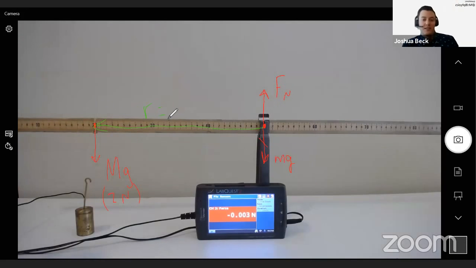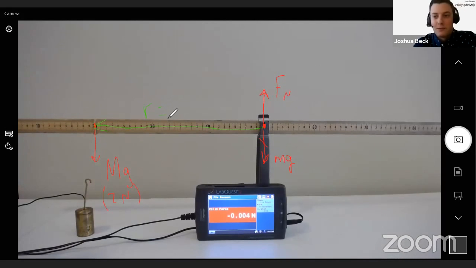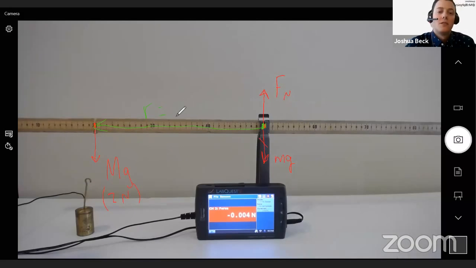Now we can look at this and see what that R value is. On the meter stick, it says 20 centimeters, but that's not going to be my R value. My R value is the distance from this point of rotation. This fulcrum is put at 50, so this would be 10, 20, 30 centimeters, or 0.3 meters. That's my R value.